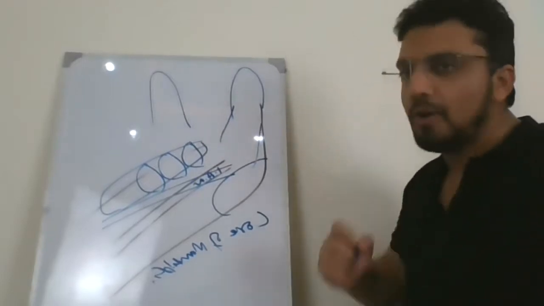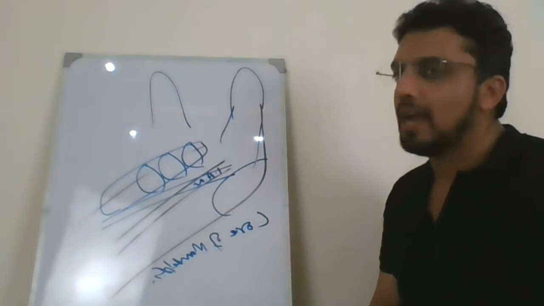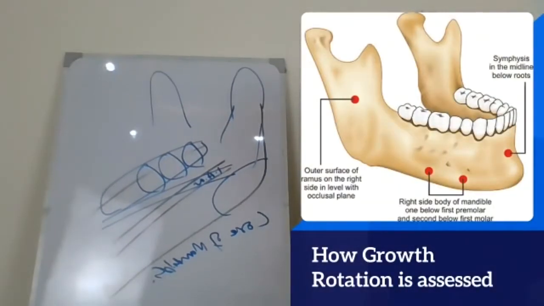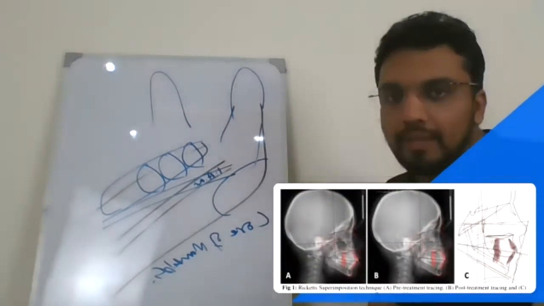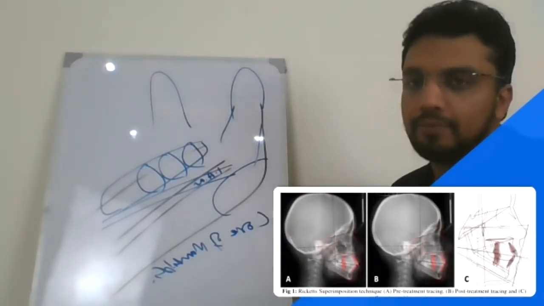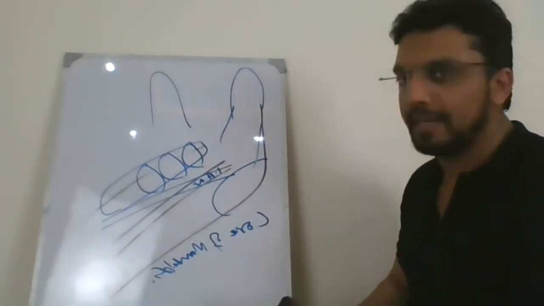So how do we actually study and assess the growth rotation? What we do is place certain mini pins within the bone, within the core of the mandible, and assess it by superimposition. So here you have to understand the superimposition. What exactly is the superimposition?